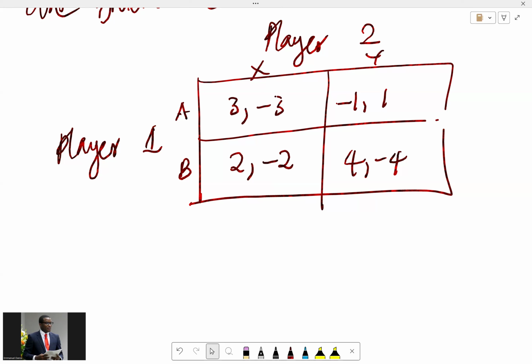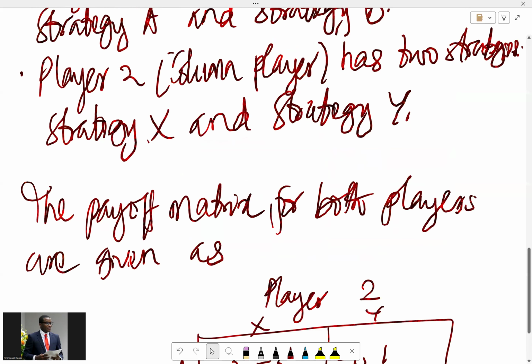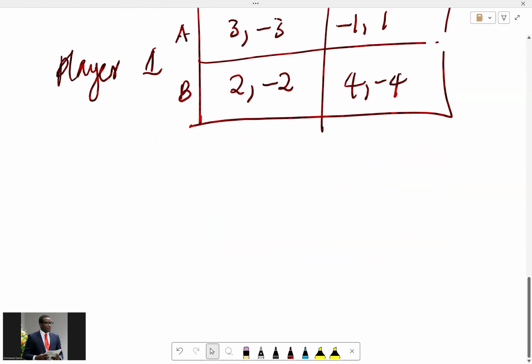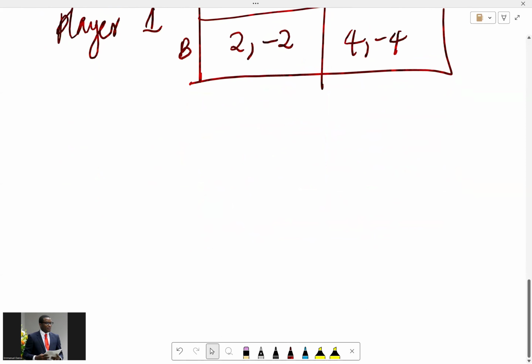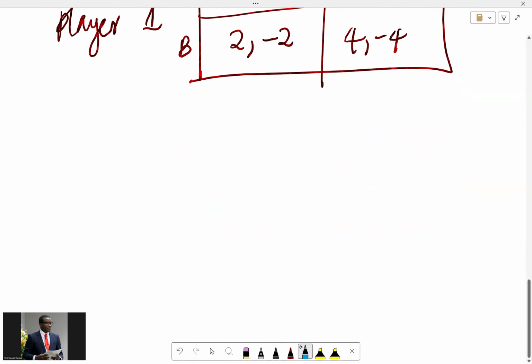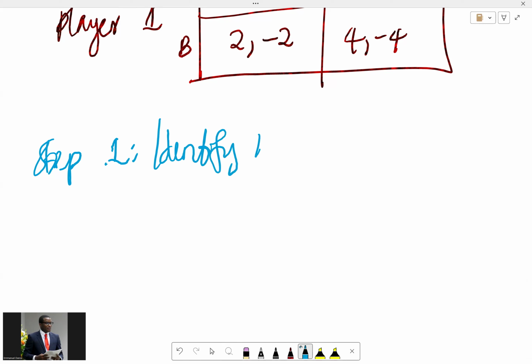Of course, because it's zero sum, the payoff of player two will be the negative of the payoff of player one. Now, how do we deal with this? What's the solution like? We want to solve this game. Step one is to identify the mixed strategies.